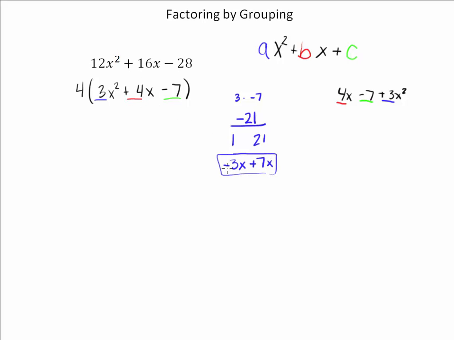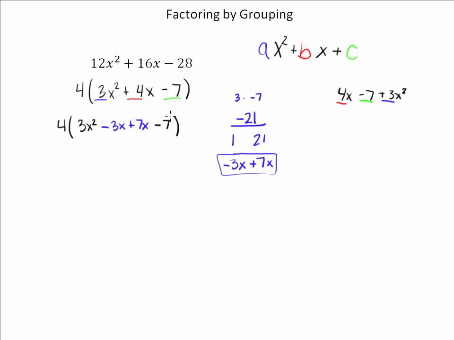They're interchangeable. So what I'm going to do is rewrite this whole problem over here, except instead of writing 4x, I'm going to write this. So here we go. I'm going to copy that 4 down. It just gets copied down the whole time. We got 3x squared, and then instead of that plus 4x, I'm going to write this. So minus 3x plus 7x, and then copy down my negative 7.